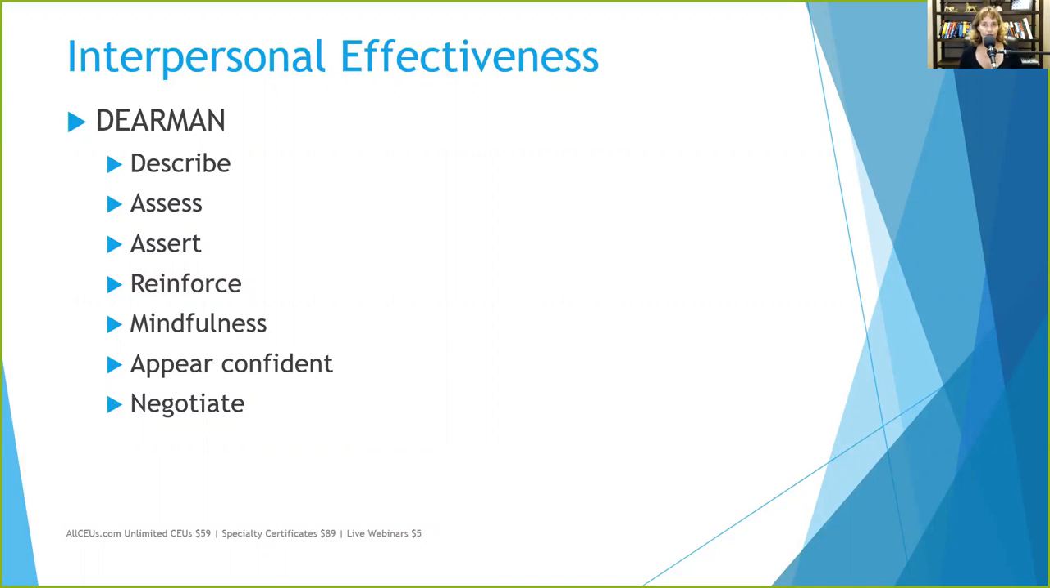Describe what's going on. Assess how you're feeling, what your reactions are, what the best next step is. Assert your choice. Reinforce the good things. Be mindful, appear confident, and be willing to negotiate. And yes, sometimes we have to negotiate with ourselves because there's something that we really, really, really want to do right now. And this is very true with people with addictions. A lot of times they really want to use. They know the long-term consequences of use are not where they want to be. So they have to negotiate with themselves to say, all right, I really want to do this right now, but I'm going to choose a different option.